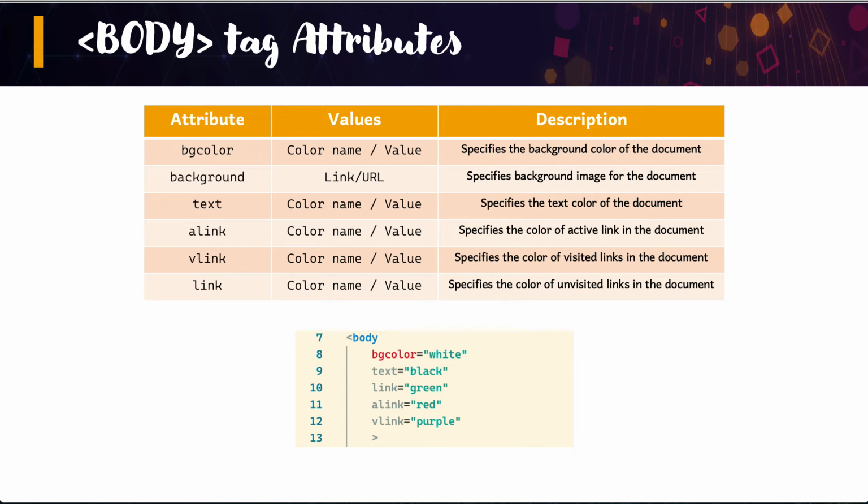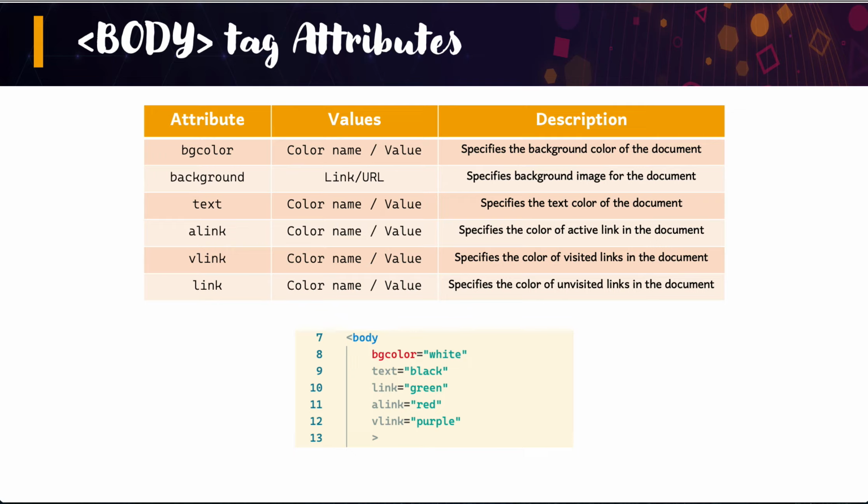Now you can also link an image as a background by using the background attribute. Then there is a text attribute which indicates the color to be used for the text of the web page. And there are 3 attributes, A-link, V-link and link. These are essentially names of the colors to be used for different links on the web page. If there is a link that you have already visited and is part of the history, then the color indicated by the V-link will be used to show that link on the web page.